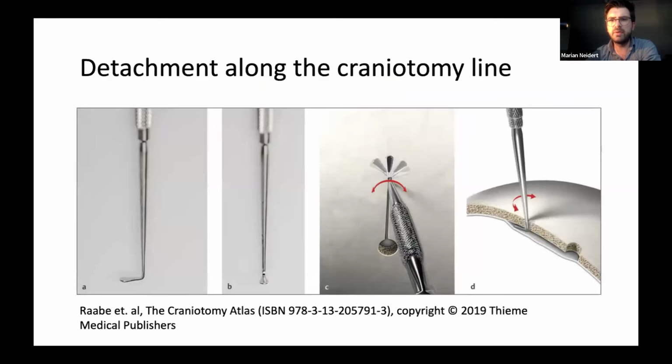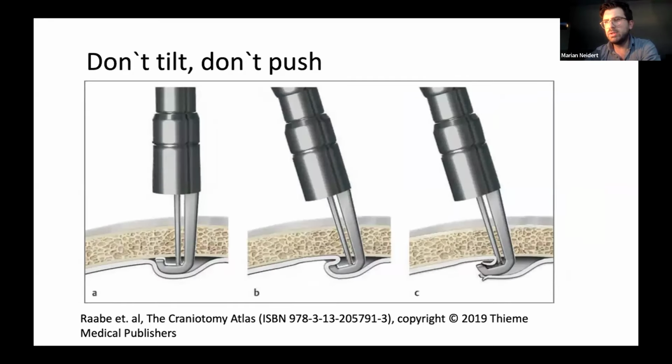Some people even go, if there's some resistance in advancing the craniotome, in with small dissectors and detach the dura along the craniotomy line. We don't routinely do that. We do detachments from the burr hole routinely, but not necessarily along the craniotomy line, but it's also an interesting technique and a possibility.